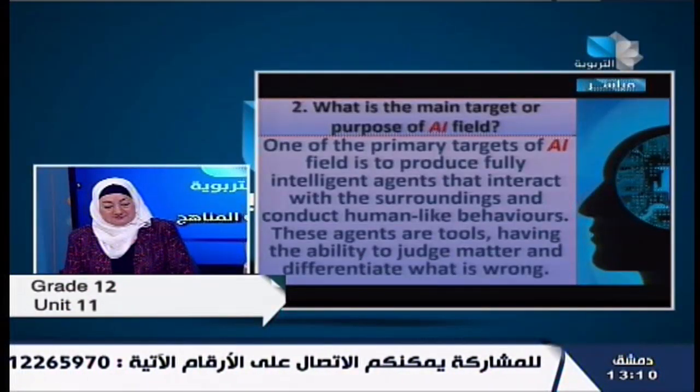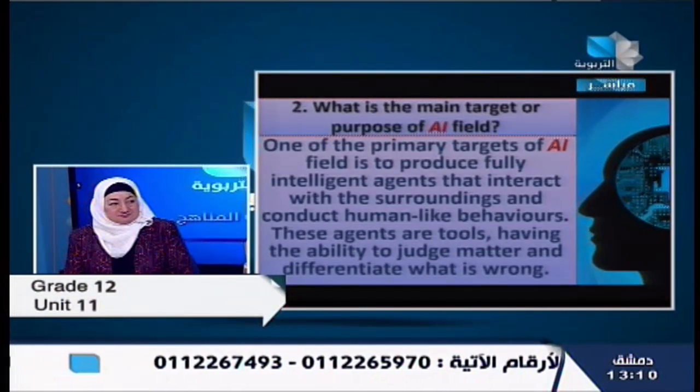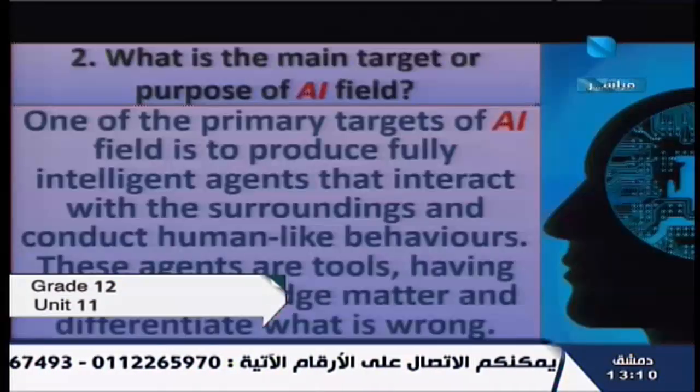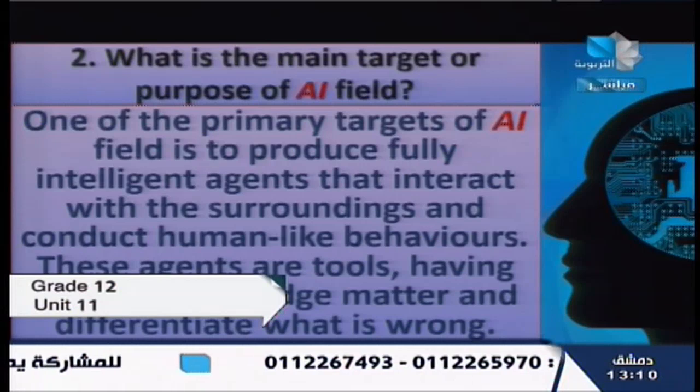Intelligent agents, intelligent tools, can interact with the surroundings and can conduct different tasks, human-like behaviors. These tasks are called human-like behaviors. It means they can imitate humans. I can give an example, sir.